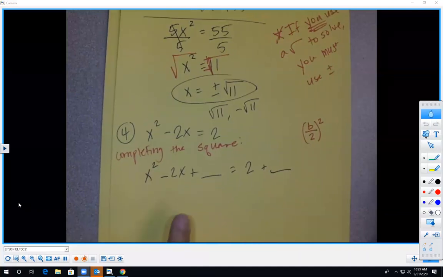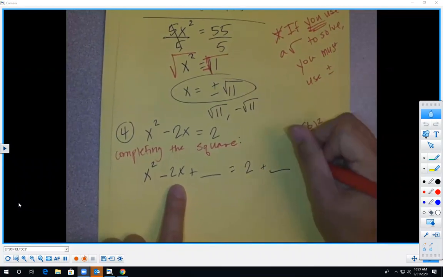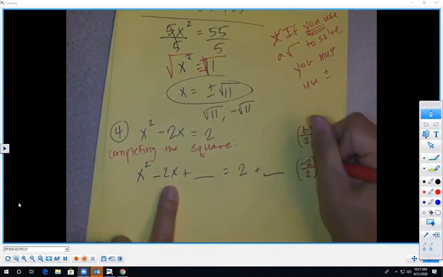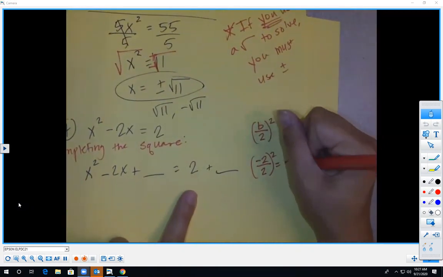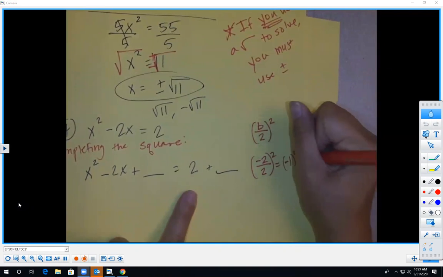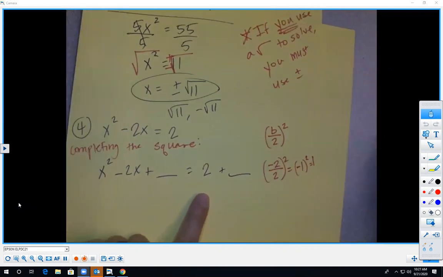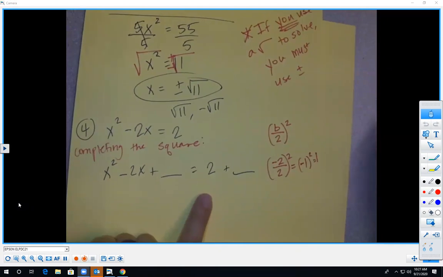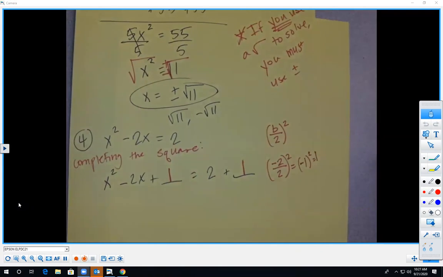Okay, so in this case, my b value is negative 2. Negative 2 divided by 2 is negative 1. And what's negative 1 squared? Good job, you got it, 1. Okay, so that's the number that goes in the blank. I put a 1 here and a 1 here. So b divided by 2, squared, is what goes in the blank.